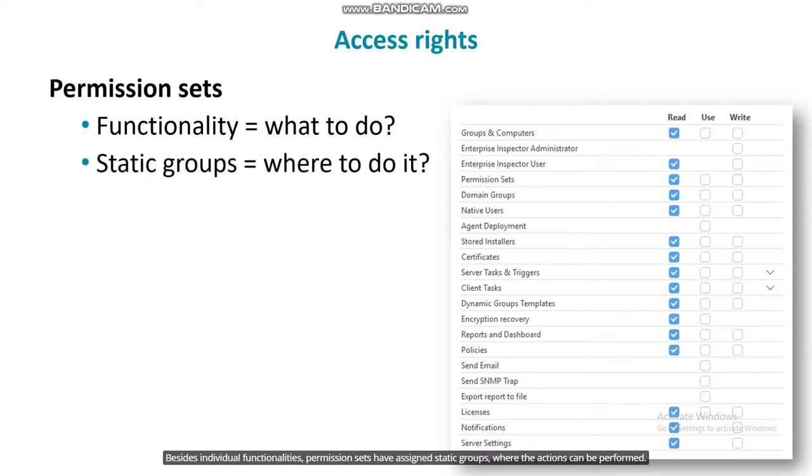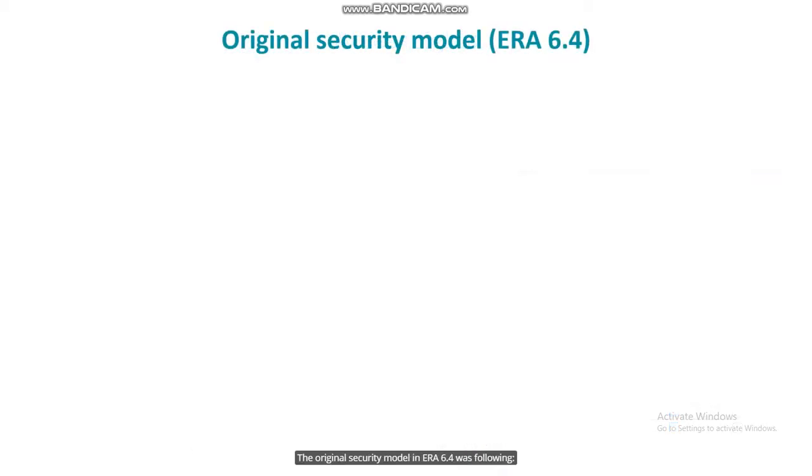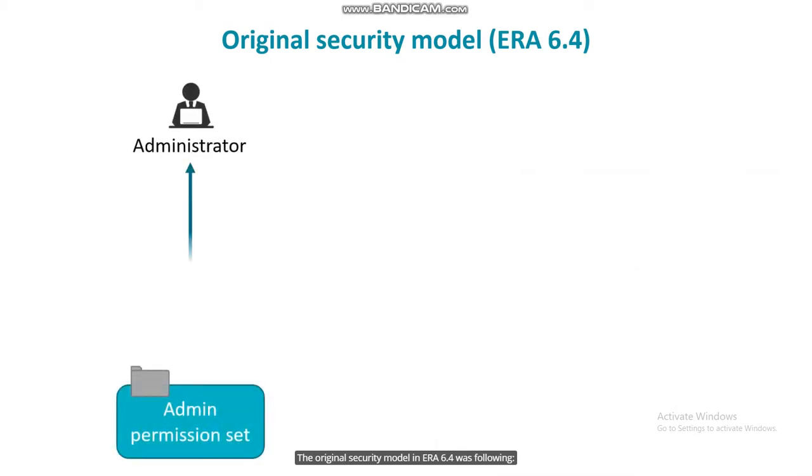Besides individual functionalities, permission sets have assigned static groups, where the actions can be performed. A user assigned to the permission set is able to apply and use the functionalities in the permission set. The original security model in ERA 6.4 was the following.